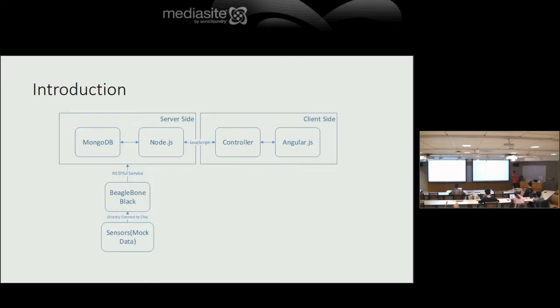The BeagleBone uses our REST service to communicate with the PC. This is the structure diagram for my project. On the server side, I'm using MongoDB database with Node.js, and first the data is retrieved from the sensor, and then the Beagle sends it through the service to the server. The server stores the data, and on the client side, I'm using Node.js to start the web application, so the user can see whatever data the server has, and take some sort of action on the data. Actually, so the client is a browser? Okay, the browser. And so the controller is really supplied by Angular, right?